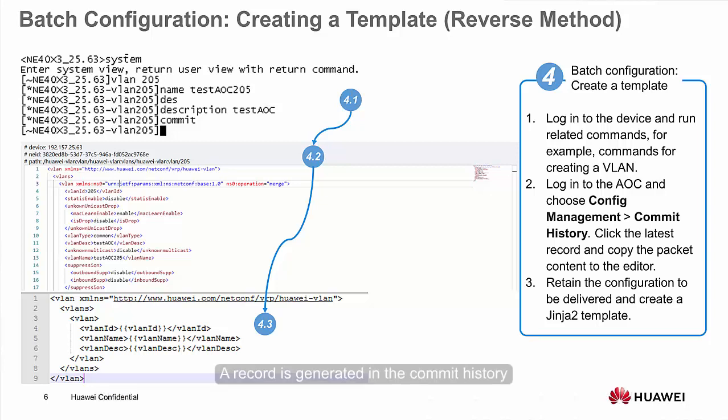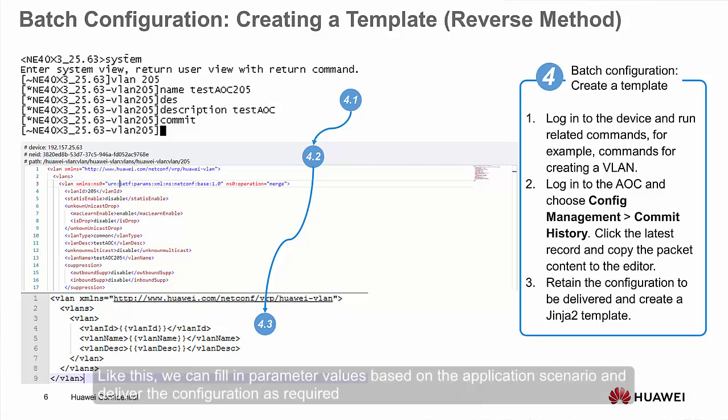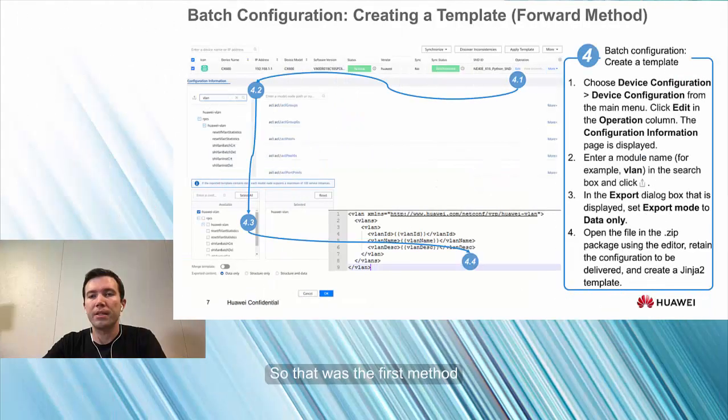A record is generated in the commit history, which is displayed based on the Yang model. Then we extract parameter settings from the record and create a template, which contains the configuration model to be delivered. Like this, we can fill in parameter values based on the application scenario and deliver the configuration as required. So that was the first method. Now let's look at the second.